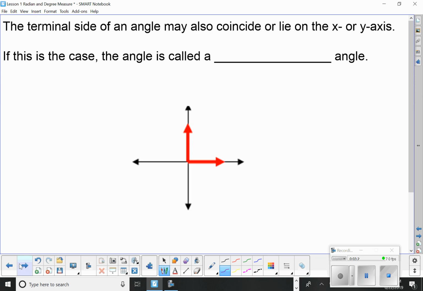Now, the terminal side of an angle may also coincide or lie on the x or the y-axis. If this is the case, then the angle is called a quadrantal angle. Quadrantal, crazy word, just means that the terminal side is on the y-axis, x-axis, or the negative y-axis. It doesn't matter, it's going to be a 90, a 180, a 270, a 360, or keep going around angle.